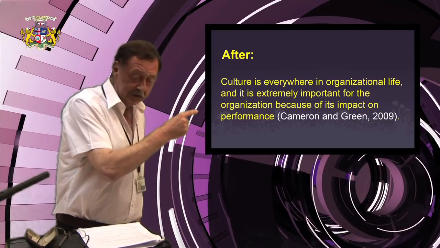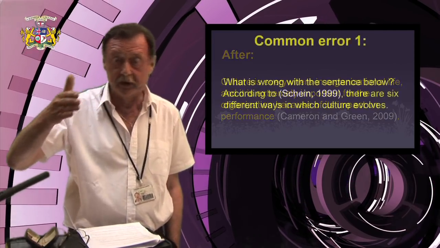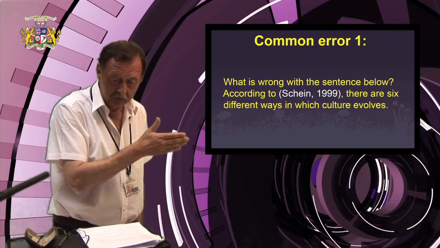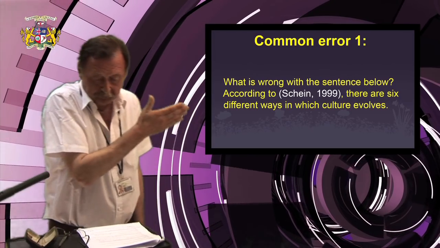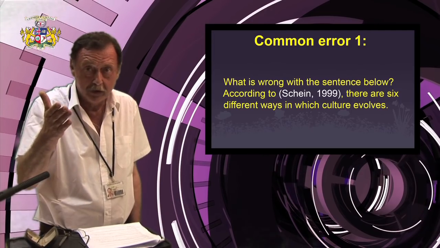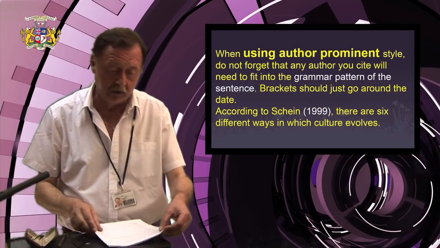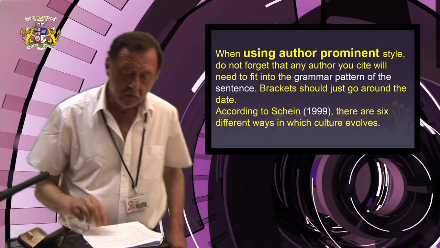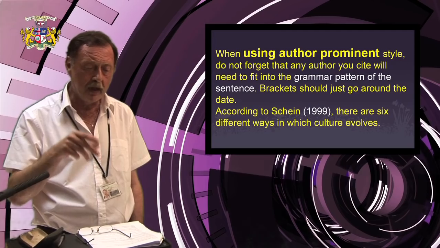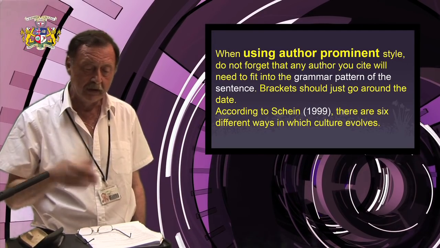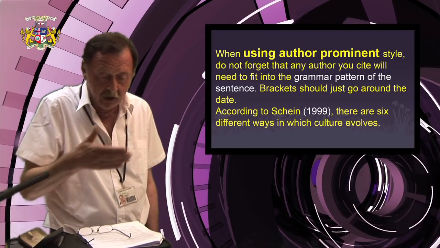So please focus now. Common errors you must avoid in order to get your pass, merit, or distinction. Common error number one. Have a look. What's wrong with the sentence below? You've got 10 seconds. Spot the error. I hope you have. When using author prominent style, do not forget that any author you cite will need to fit into the grammar pattern of the sentence. Brackets should just go around the date. So now we have, nicely, according to Shine.